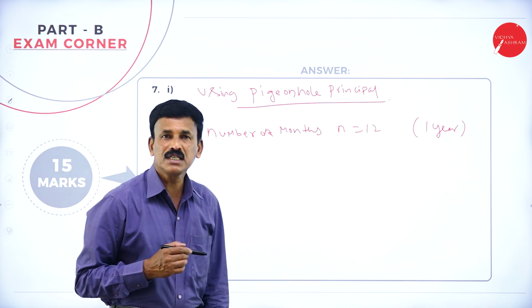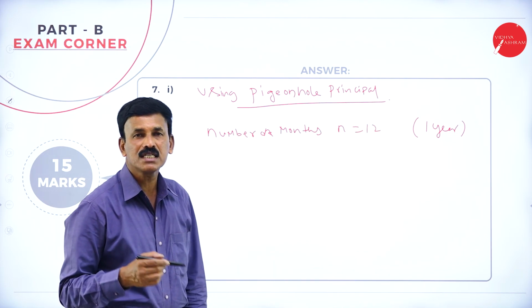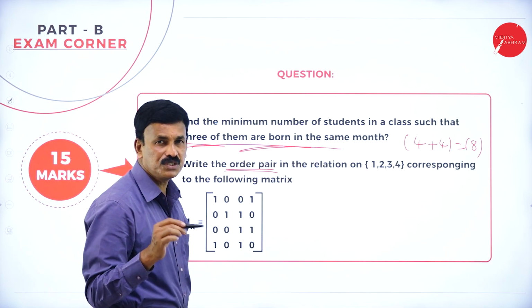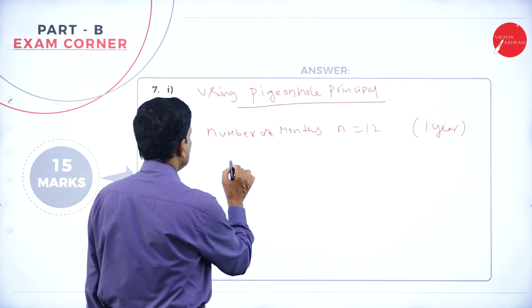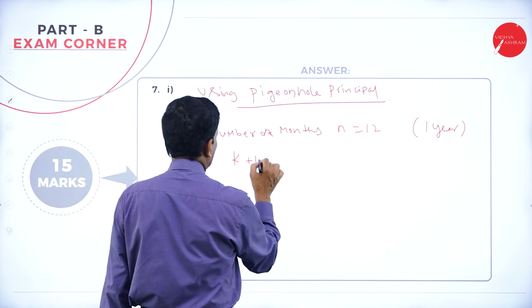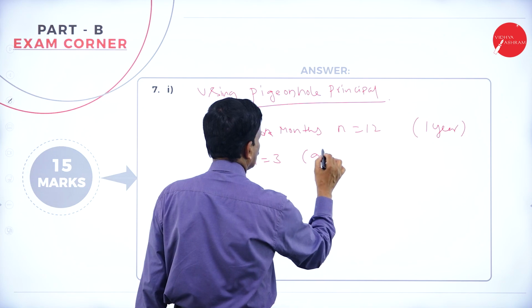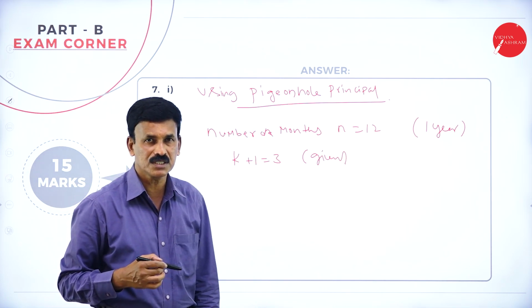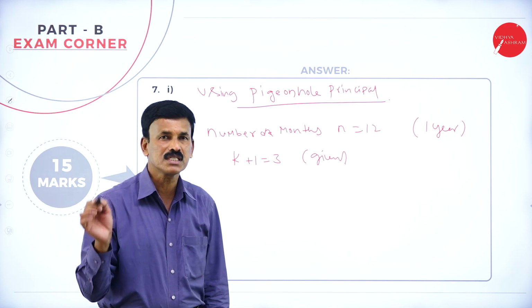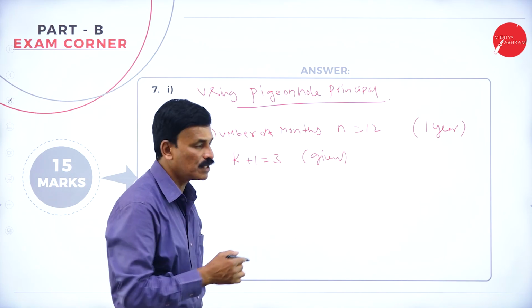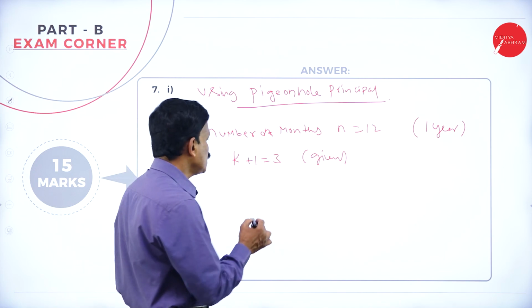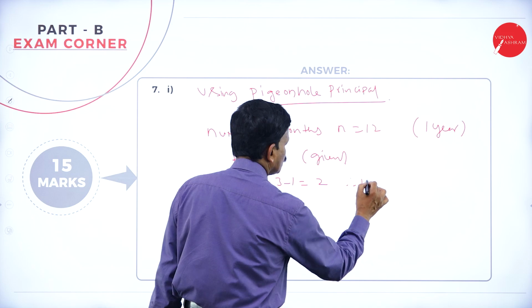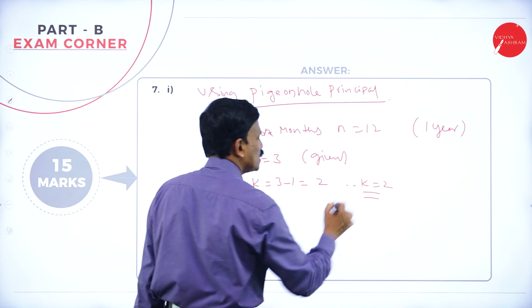Now what is the given condition? The given condition is that at least 3 of them are born in the same month. That means k plus 1 is equal to 3. That's the given condition, according to the pigeonhole principle. Now what is the value of k here? k is equal to 3 minus 1, that's equal to 2. So k is equal to 2 and n is equal to 12.